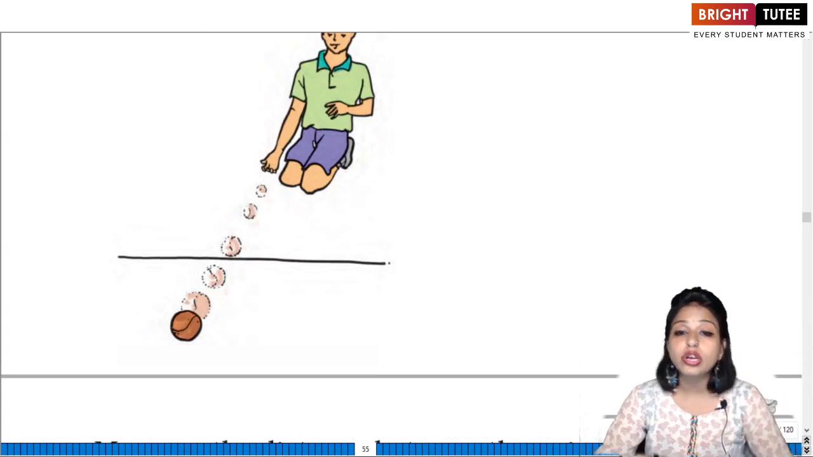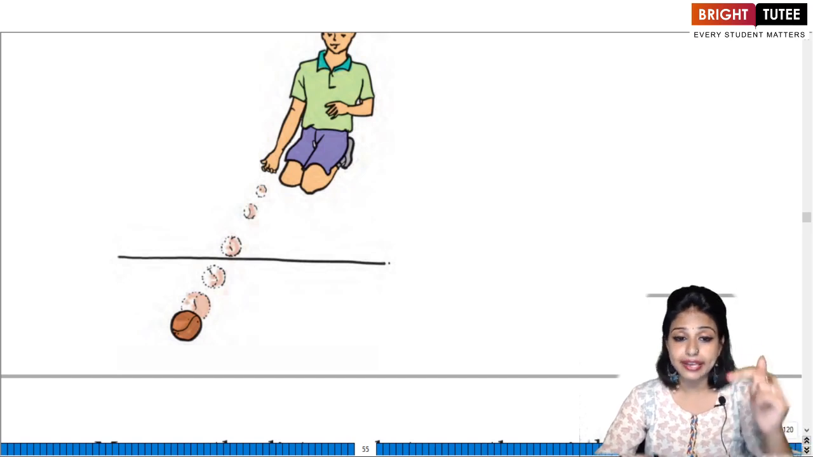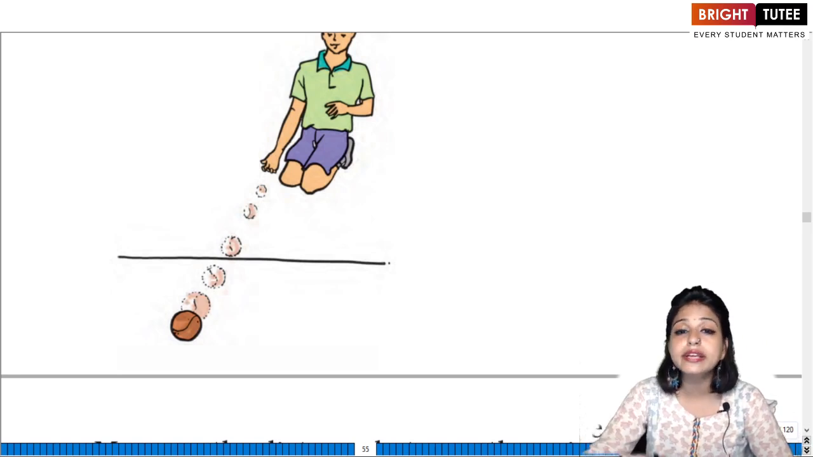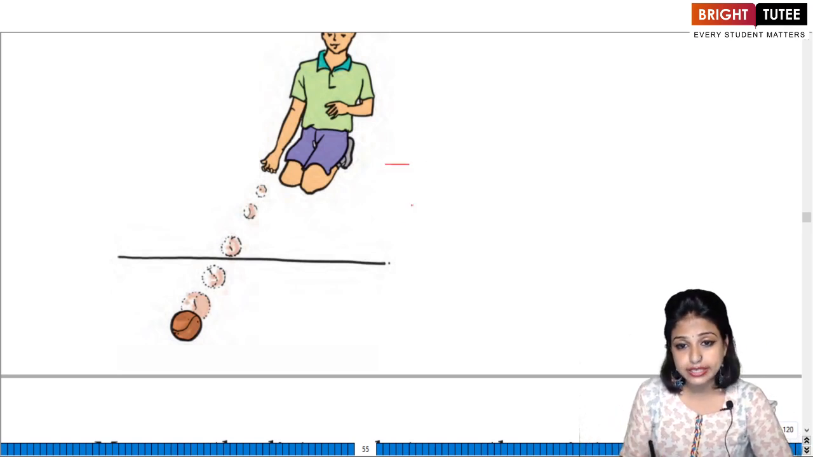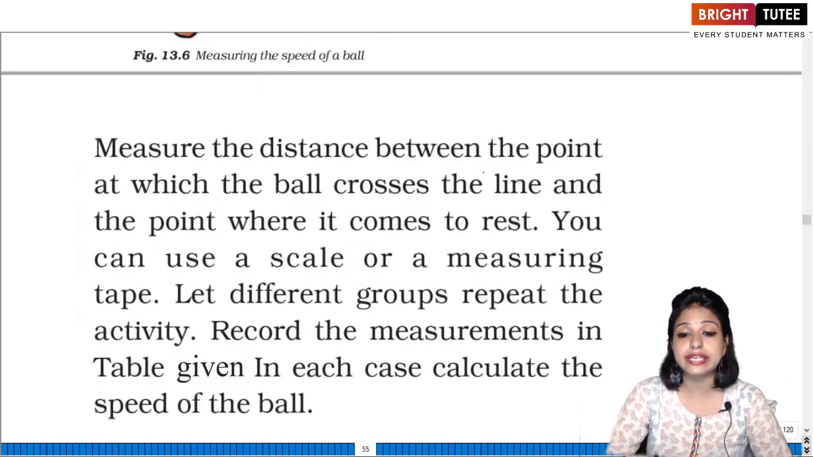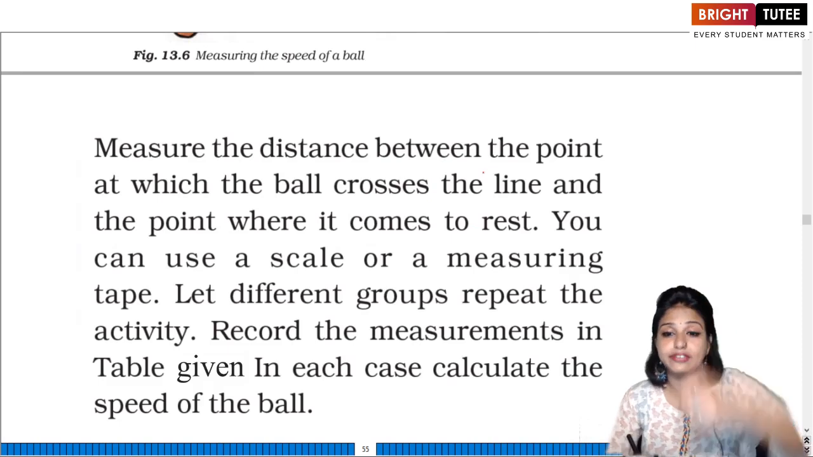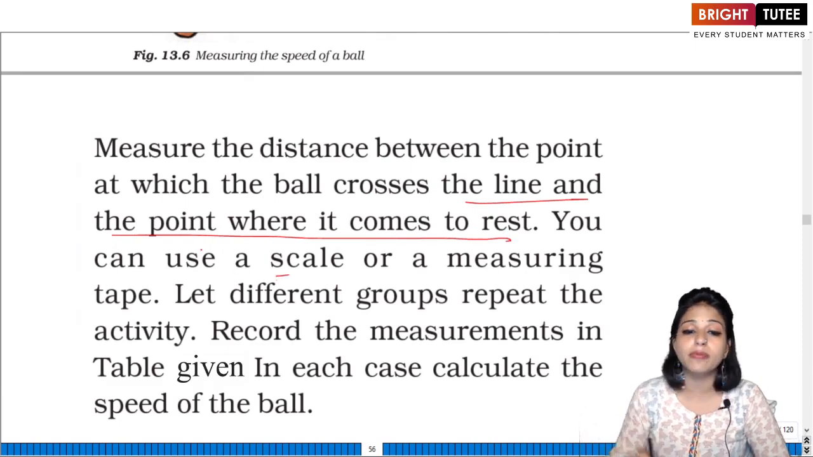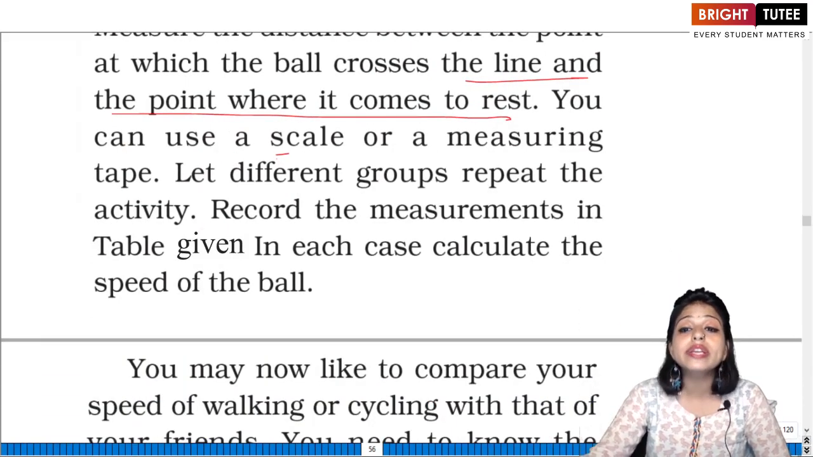So when the ball crosses the line, you have to measure the distance between the point at which the ball crosses the line, where your friend is sitting, and the line. You can measure it using a measuring tape. Okay. So once you measure the distance, the next step is you already measured the time, the next is when the ball crosses the line and comes to rest. Now you can use a scale or measuring tape as I tell you what you need to do.